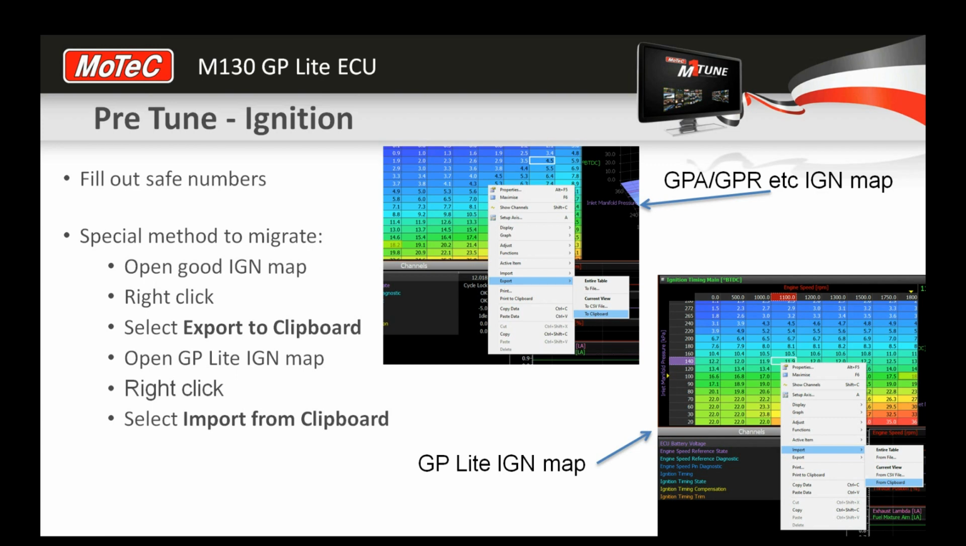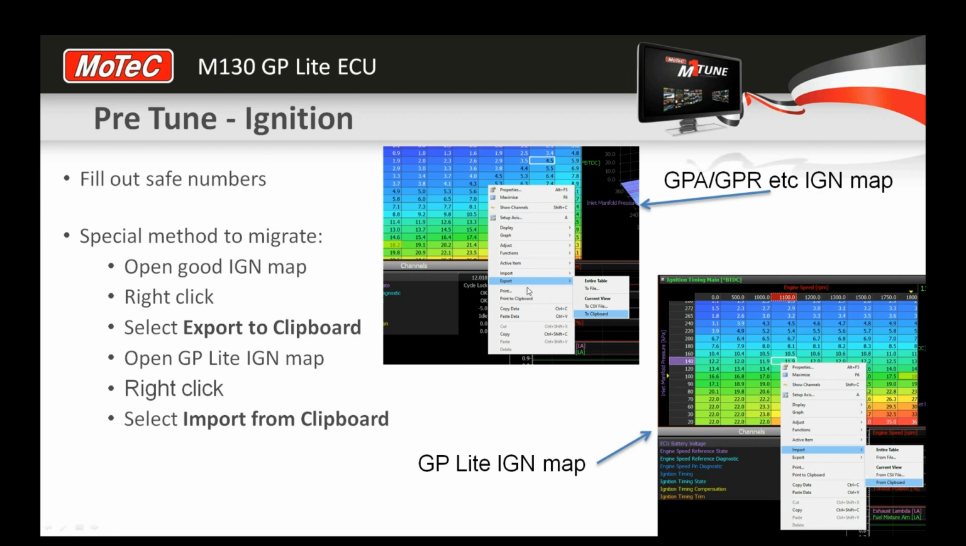The understanding is that you guys do have some tuning experience, so when it comes to being presented with an ignition timing table, you have some idea of what to do. With regard to GP Lite, one of the few things that don't migrate into the GP Lite package from other GP packages is the ignition map. So this is the way to do that if you have a GPA ignition map or a GPR ignition map that you want to use as your starting point.